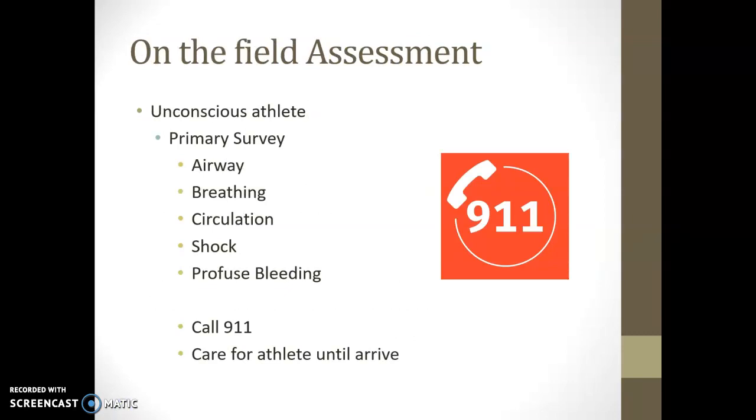Okay, what we do first, we do the on-the-field assessment. So our primary survey of an unconscious athlete is going to start with our ABCs, airway, breathing, and circulation. Then we're also going to look for shock and any profuse bleeding because that also has to be stopped right away. We will call 911 immediately, and then we will care for our patient until extra help arrives.